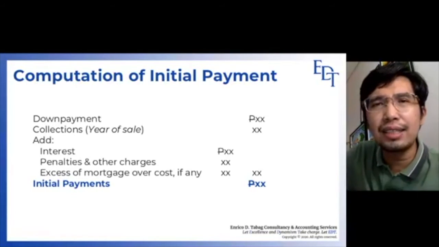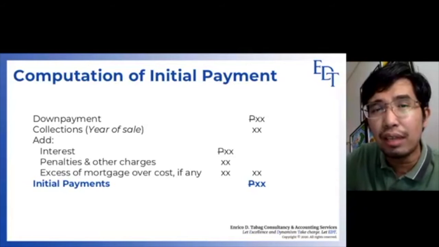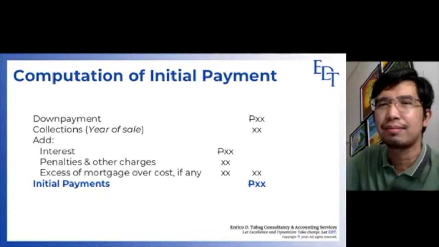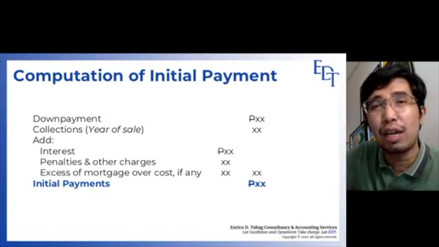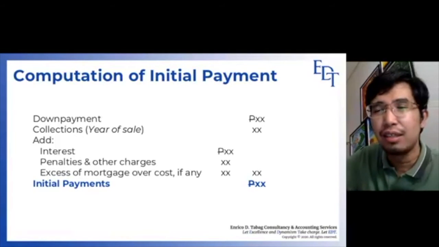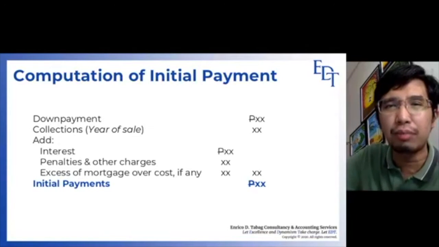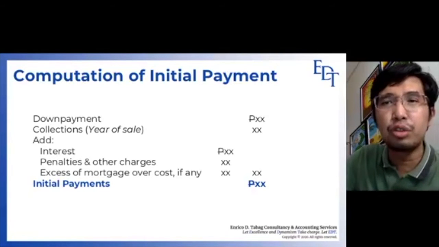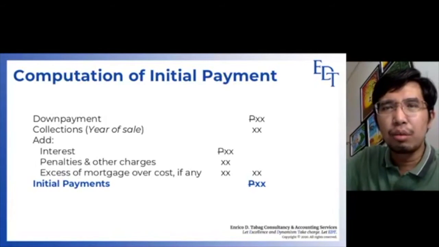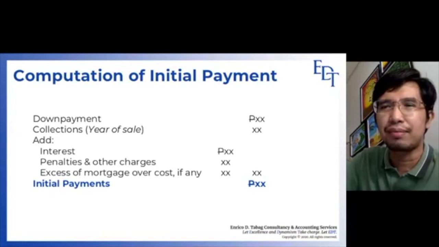Kung yung klase ng sale ay papasok sa installment sale, ang VAT na i-report sa unang taon ay yung based sa initial payment. Tapos, yung mga subsequent years, based na siya sa collection. So, ulitin ko, kung papasok sa category ng installment sale yung pagbebenta ng real property, ang output VAT due during the year will be based on the initial payment. Multiply mo yun ng 12%.